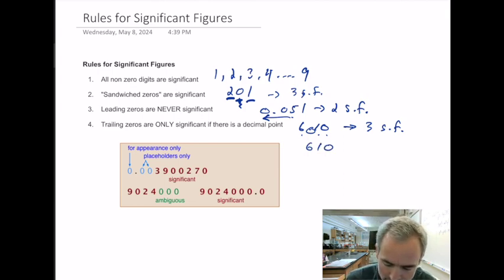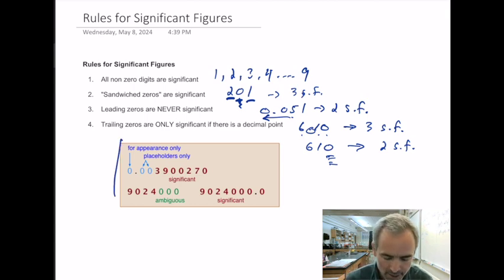So this has 3 significant figures, okay? What if I had the number 610? It looks very similar, but notice no decimal, so that 0 right here is not significant. So 610 has 2 significant figures, okay? And so I like this little diagram here at the bottom here.